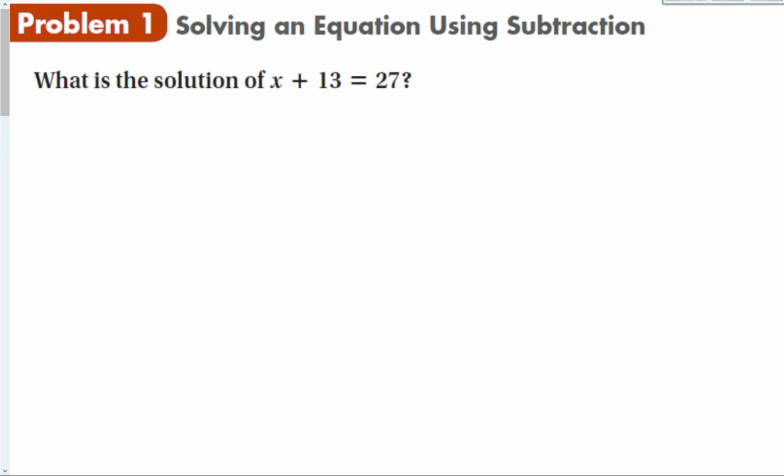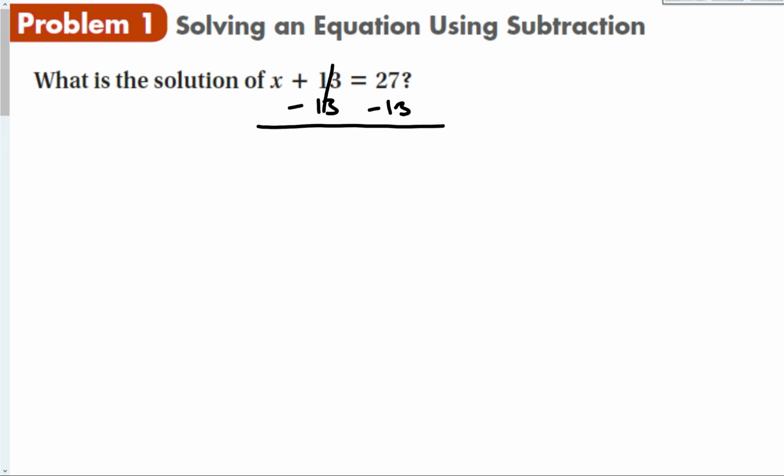Okay, so I see x plus 13. There's my variable right there. I want to get that by itself, which means I need everything else away from it. Everything else on that left side of the equation has to be gone. So I see this plus 13. I'm going to subtract 13 because subtraction undoes addition. But whatever I do to the left side of the equation, I have to do the same to the right side of the equation. Okay?